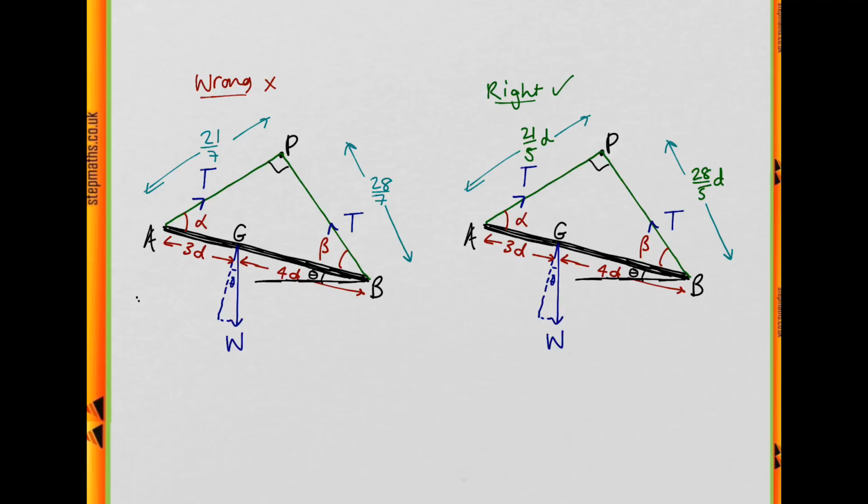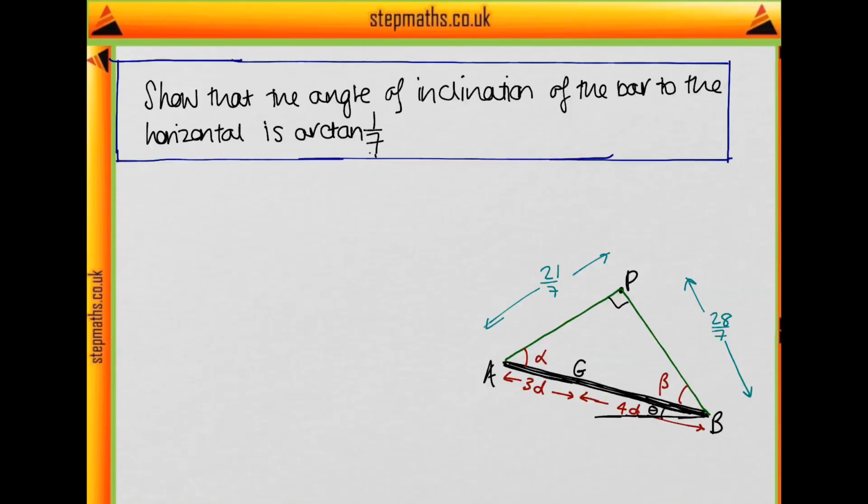Just a quick note that in the next scene I've drawn this diagram on the left. This is labelled wrong. In fact, it should be this diagram on the right. The side AP should be 21d over 5 and the side PB should be 28d over 5, instead of the 21 over 7 and 28 over 7. So just bear this in mind in the next scene, but it should be fine because we're not using these lengths anyway. The last part of the question we're asked to show that the angle of inclination of the bar to the horizontal is arctan 1 over 7.